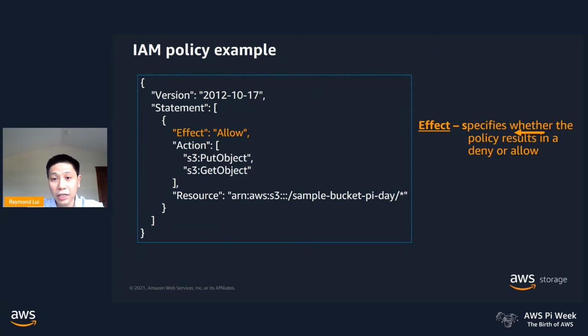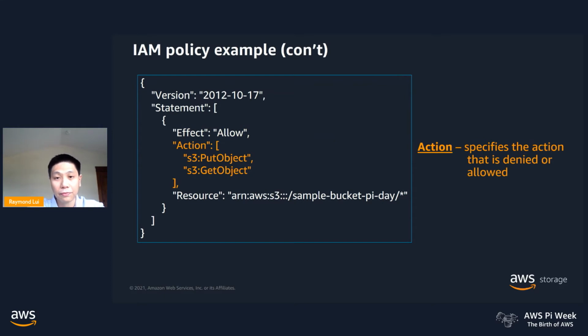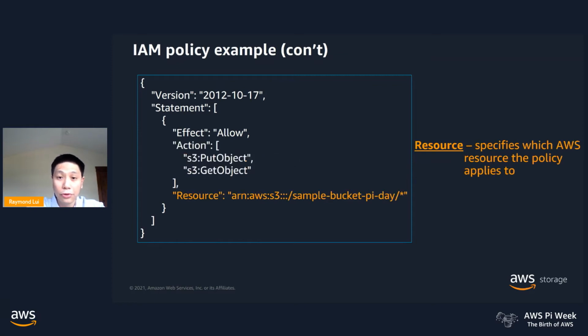Now for this IAM policy, the first element, the effect statement, specifies whether the policy results in a deny or allow. Second, the action statement specifies the action that is denied or allowed. Third, the resource statement specifies which AWS resource the policy applies to. So this is all you need for an IAM policy. This IAM policy effectively allows this particular IAM user to read and write objects to the bucket called sample bucket Pi day.